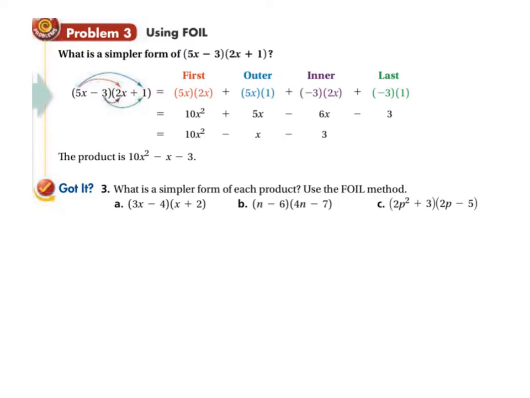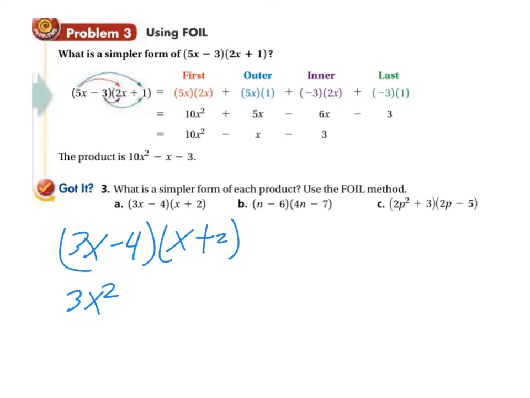I'm going to do A on this slide, then I'll do B and C on the next one. So let's take a look here. We're going to start out A with 3x minus 4 times x plus 2. And again, my first terms here, 3x and x becomes 3x squared when multiplied. My outer terms, 3x and 2, when they multiply, becomes 6x. My inner terms, negative 4 and x become minus 4x. And my last terms, negative 4 times 2, becomes minus 8.